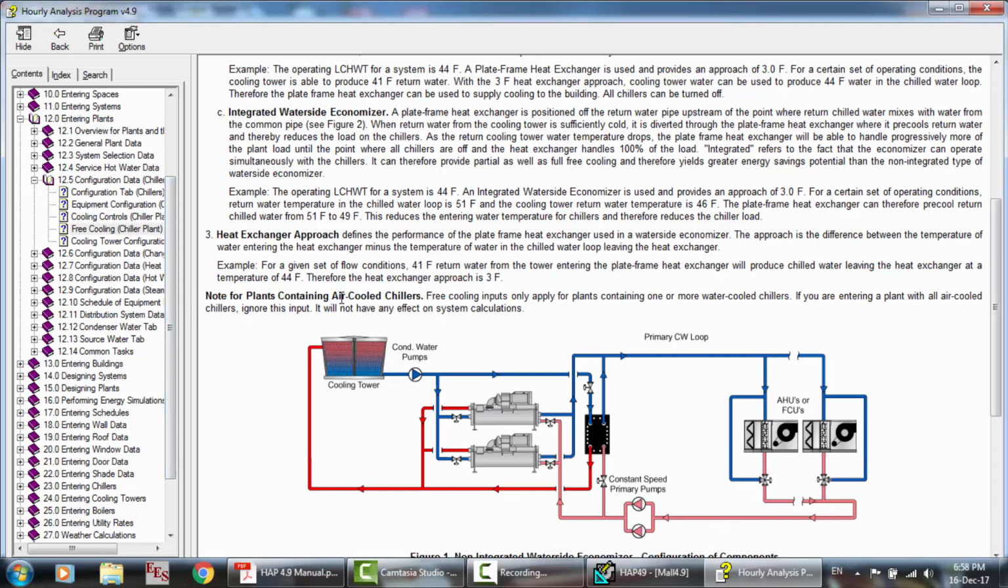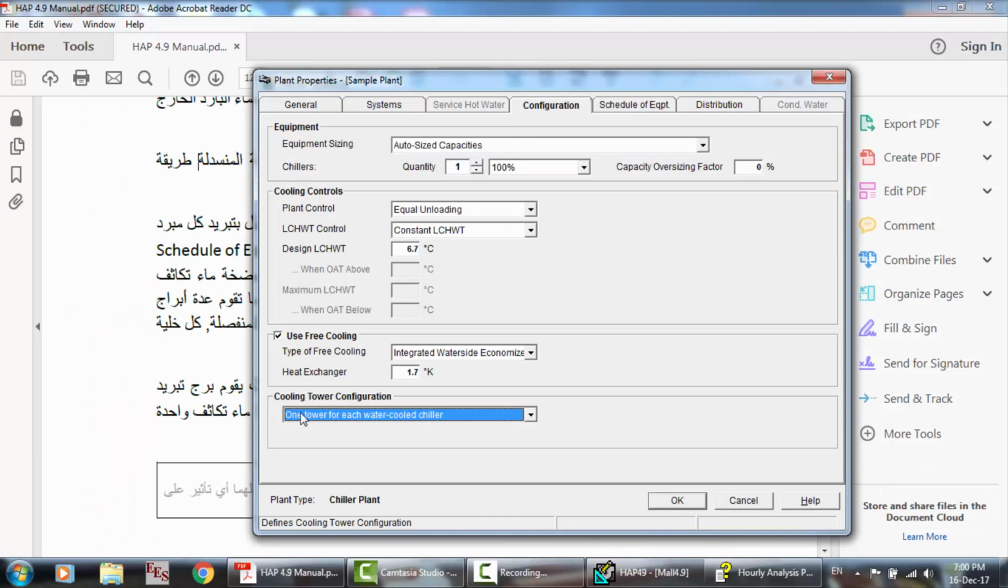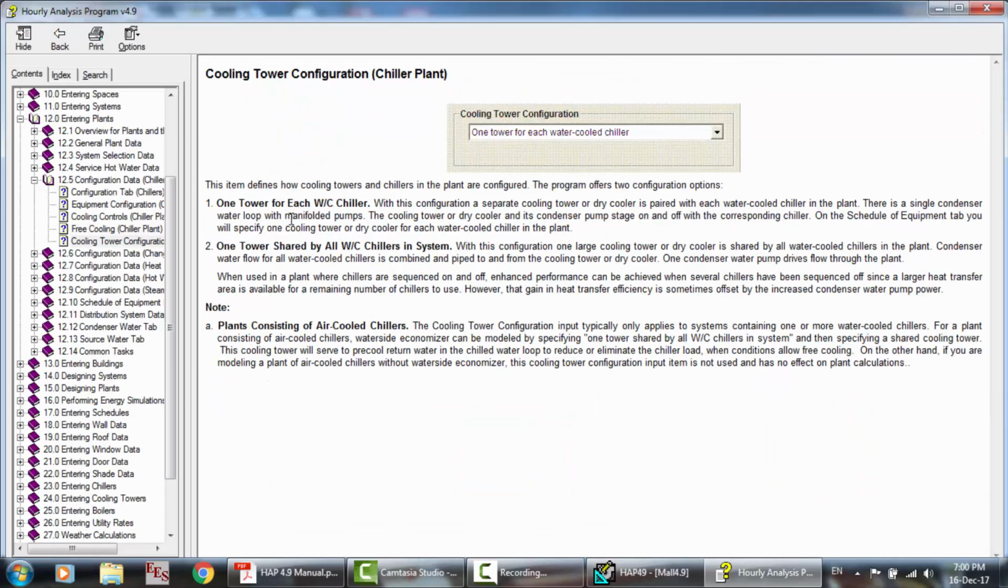Note that for plants containing air-cooled chillers, free cooling inputs only apply for plants containing one or more water-cooled chillers. If you are entering a plant with all air-cooled chillers, ignore this input. It will not have any effect on system calculations. So the last thing here is the cooling tower configuration: one tower for each water-cooled chiller, or one tower shared by all water-cooled chillers in the plant.